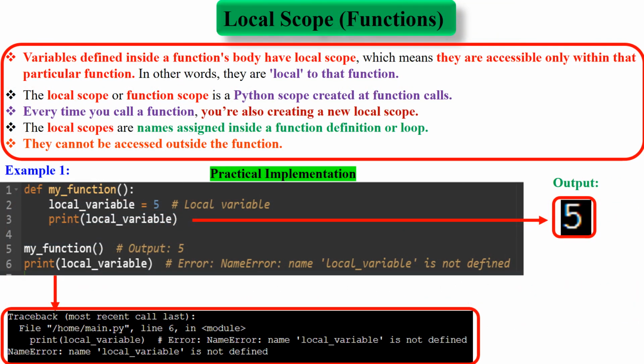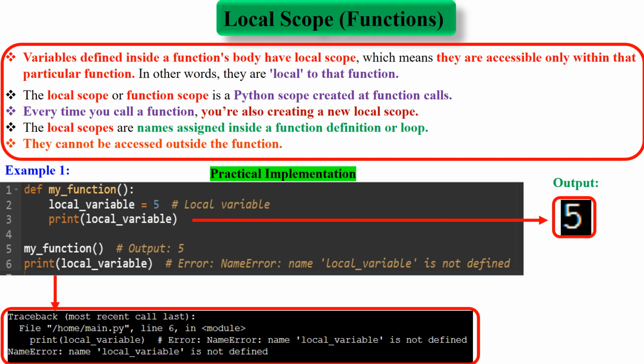Let's learn how to create variables with local scope in Python. Variables defined inside a function's body have local scope, which means they are accessible only within that particular function. In other words, they are local to that function. The local scope or function scope is a Python scope created at function calls. Every time you call a function, you're also creating a new local scope. The local scopes are names assigned inside a function definition or loop. They cannot be accessed outside the function.